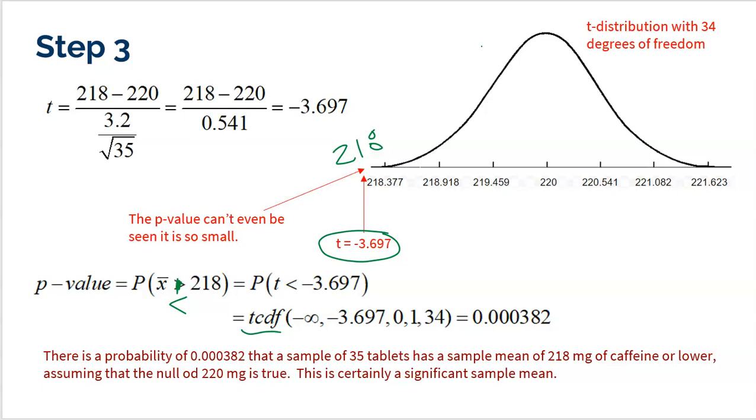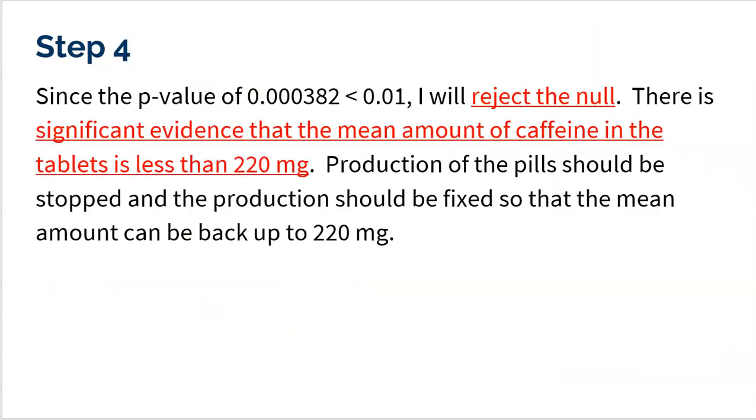All right, so let's refresh your memories in terms of what that p-value tells you. It means that there's a probability of 0.000382 that a sample mean of 35 tablets has a mean of 218 or lower, assuming that the null of 220 is true. This is certainly a significant sample. So now all we have to do in step 4 is compare our p-value to our significance level. Again, if you go back and look at the problem, it never gave you a significance level, so I'm going to go with a pretty standard 0.01. And obviously, I'm less than 0.01, so I'm going to reject the null.